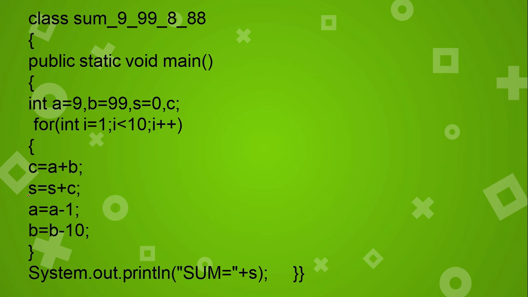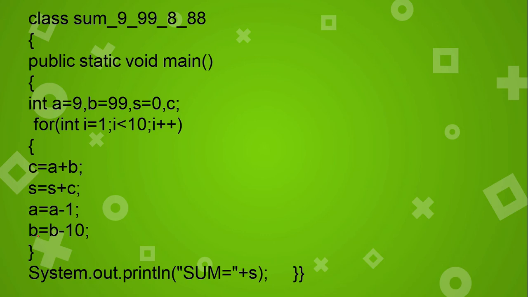That will be added to S variable. This process will continue till 1 plus 11. Then when the process is over, system.out.println the sum is equal to S. Only when this process is over does it come out of the loop and print the sum. If you print it inside the loop, then it will print 10 times.